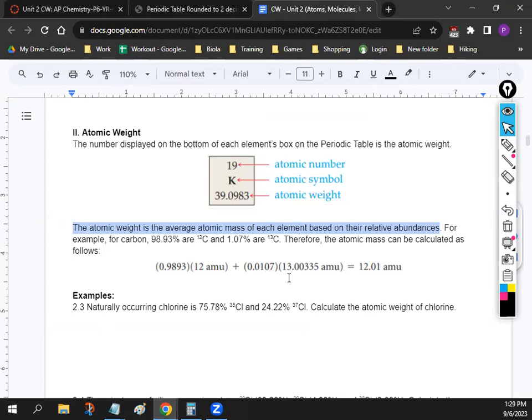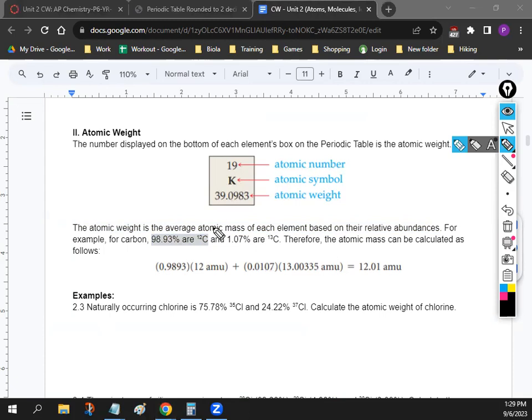Okay. So for example, we got one for carbon. 98.9% of carbon is carbon-12. So most carbons, 98% of them, basically 99% of them, they're going to have 6 protons and 6 neutrons. Okay, and only 1% are carbon-13, which is when they have 6 protons and 7 neutrons.